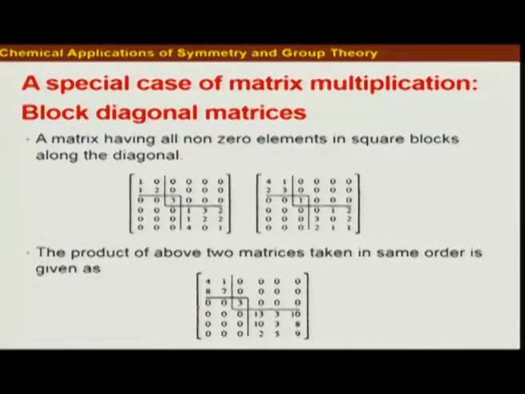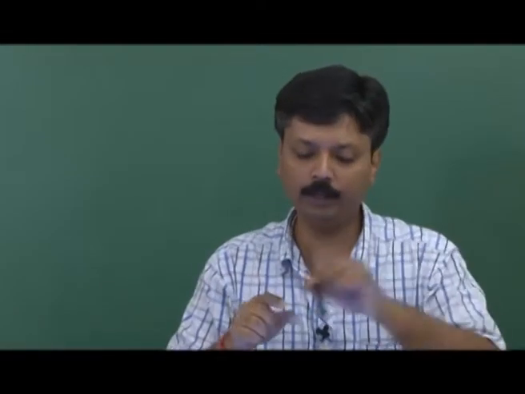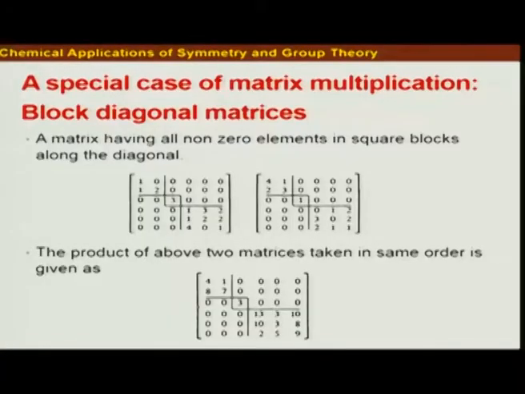How? We can have square matrices such that all the non-zero elements of those matrices are blocked as square blocks along the diagonal, and the rest of the off-diagonal elements are 0. Such matrices are called block factored matrices or block diagonal matrices. On your screen you can see such an example of block factored or block diagonal matrices.